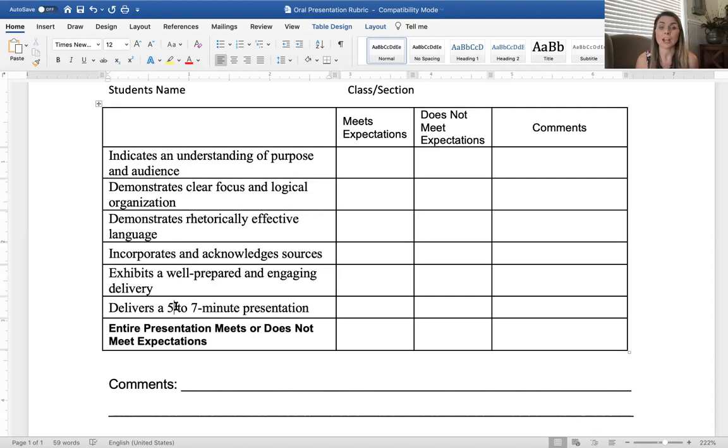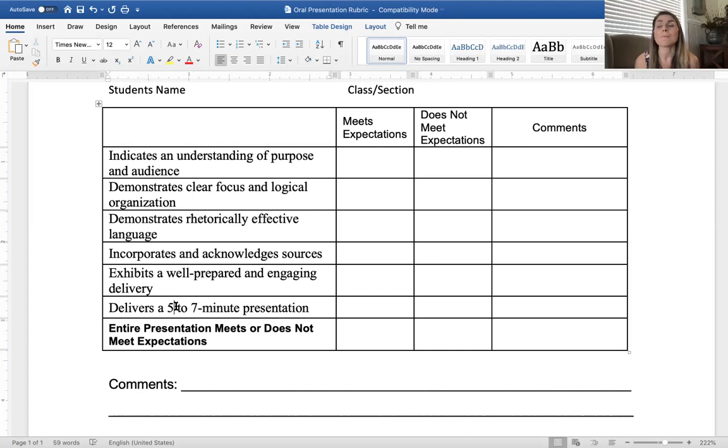Exhibits a well-prepared and engaging delivery. Guys, what this means is, can I tell that you knew the information? Can I tell you practiced? If you're doing a lot of stumbling and starting over, it does not look well prepared, okay?